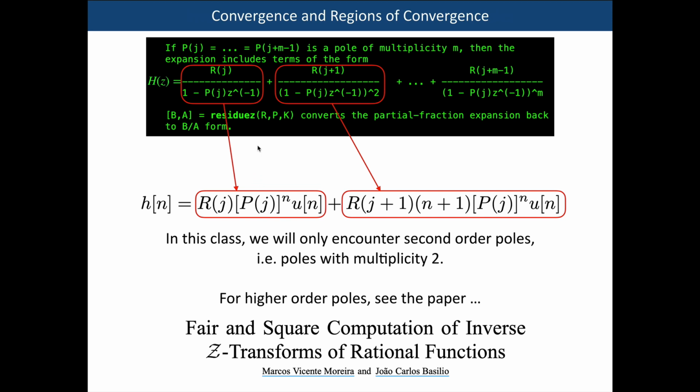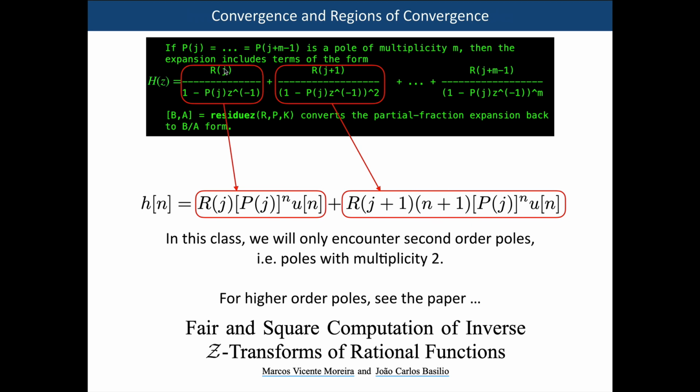Now let's look at the rest of the help message that scrolls out when you type help residue Z. So it is possible that some of the poles are repeated poles. In this case, maybe you have a second order pole. So in that case, that pole would be repeated in the answers that MATLAB gives you, and the corresponding residues would be returned as well. But you get these higher order terms in the partial fraction expansion, and so what actually happens here is that we get different forms for the inverse Z transform.